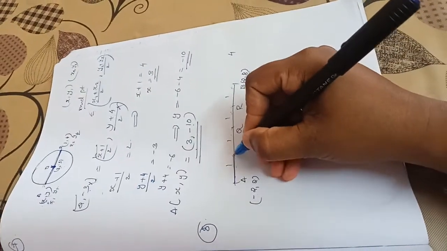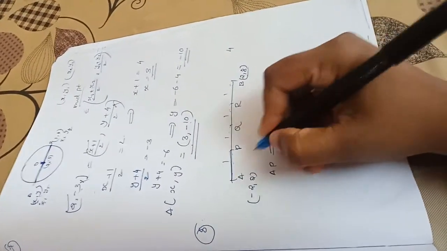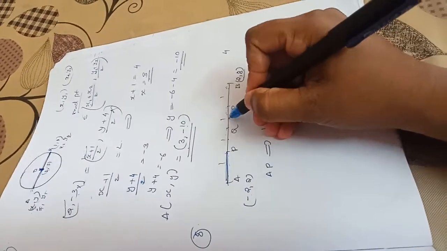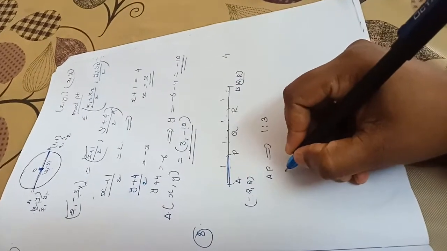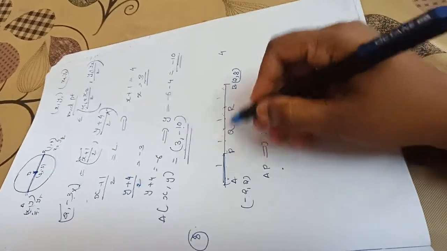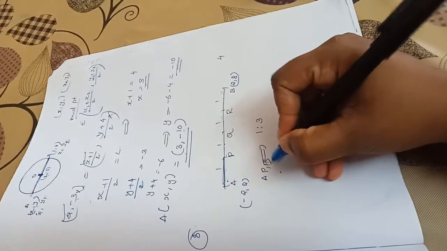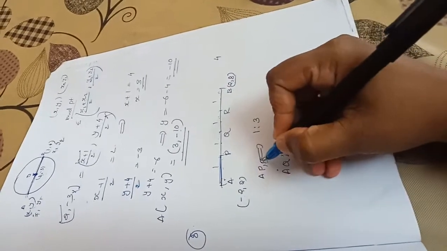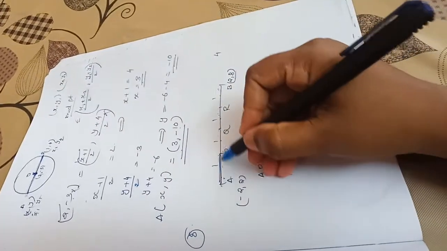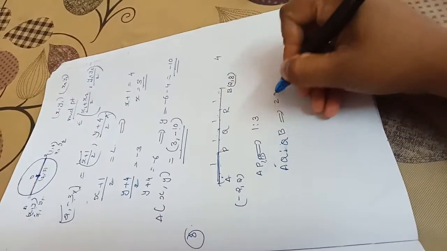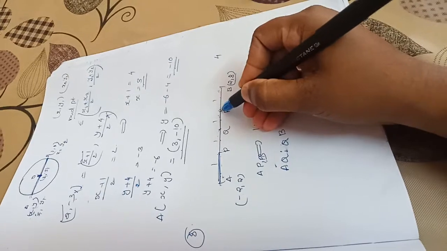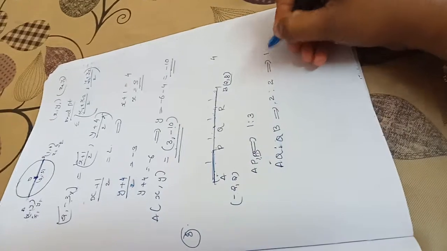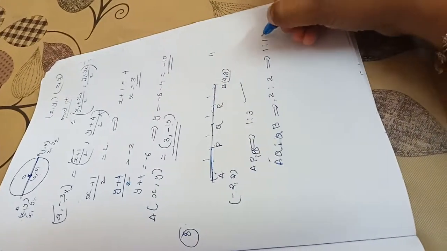From A to B, what is the ratio? For AP, this is 1 portion, and the remaining is 1, 2, 3. So AP to PB is 1 is to 3. Next is the ratio of AQ to QB. How many portions for AQ? 1, 2. So 2 is to QB, which has 1 and 1, so 2 is to 2. That means 2 divided by 2, that is 1 is to 1. So that is the first ratio, and this is the second ratio.